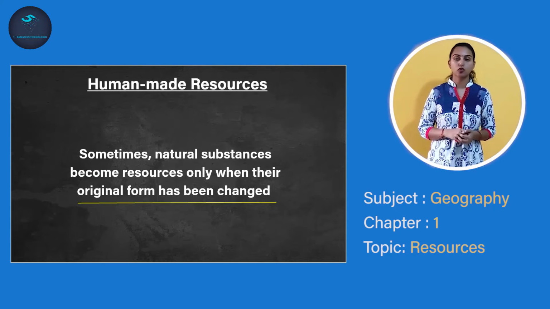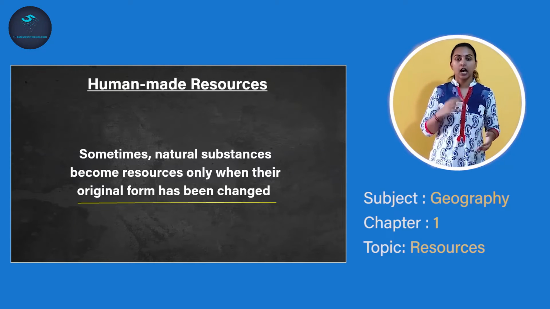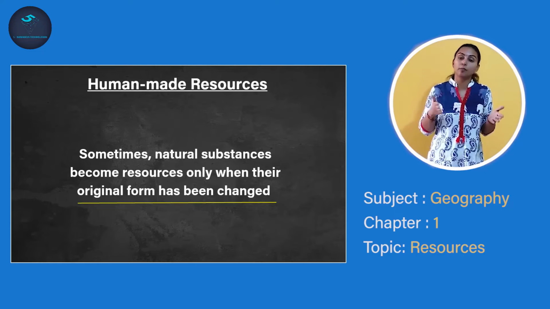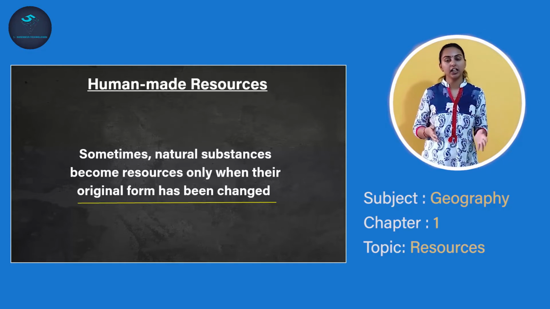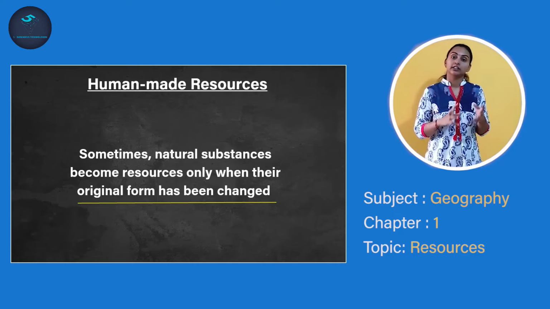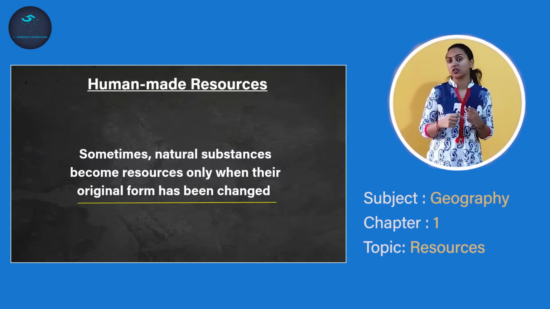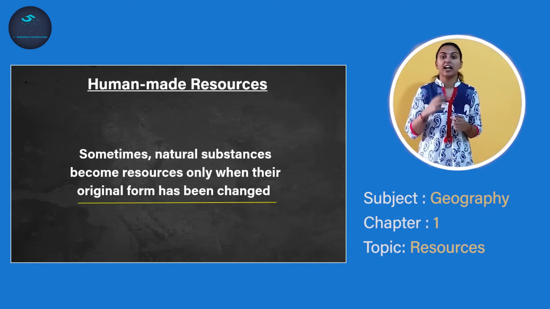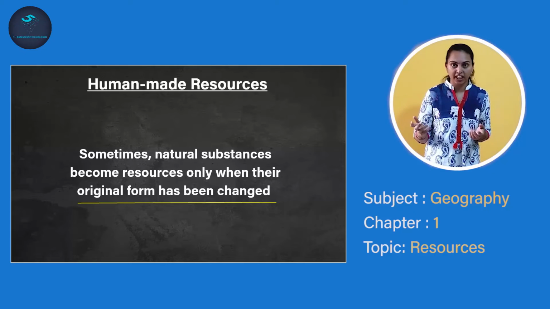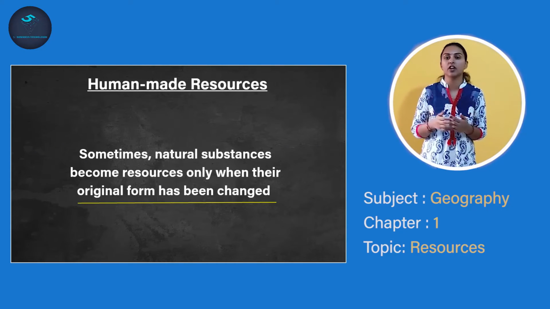Now let's talk about human-made resources. Again, the name suggests human-made, which is made by humans. There are some natural resources which we cannot directly use, that need some sort of modification or some sort of human interference. For example, the paper you write on every day. Where does it come from? It comes from the trees.